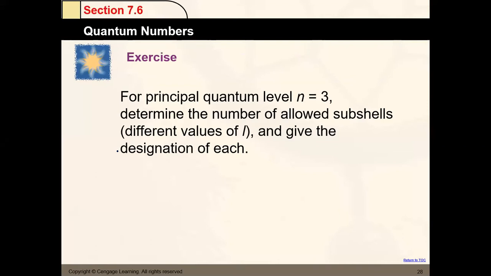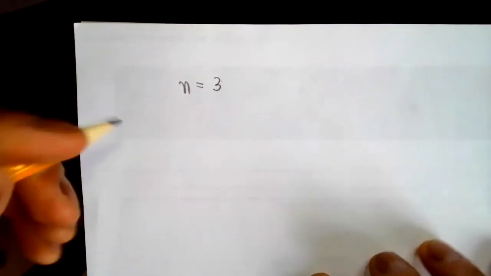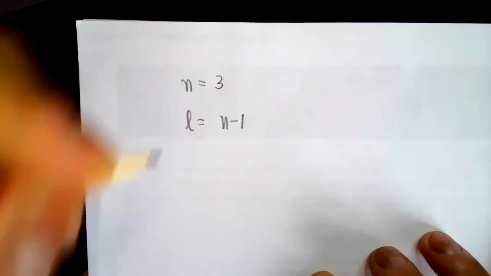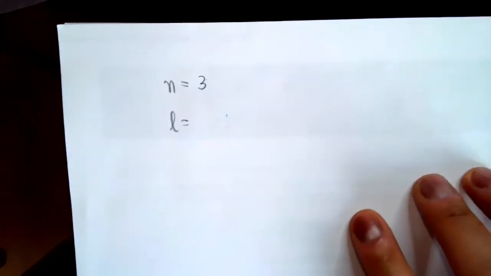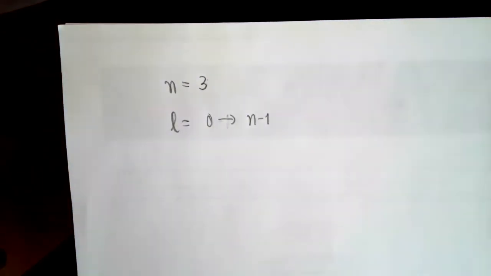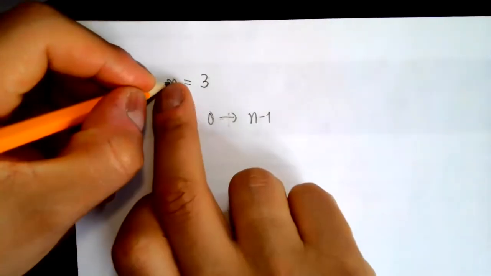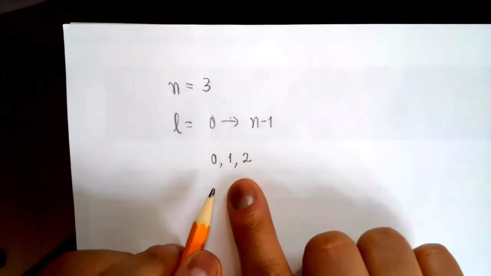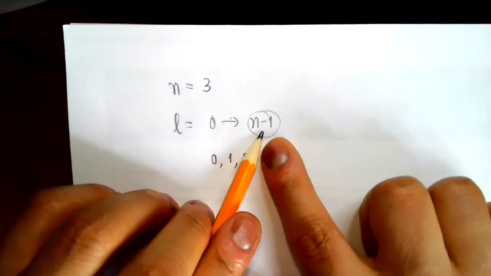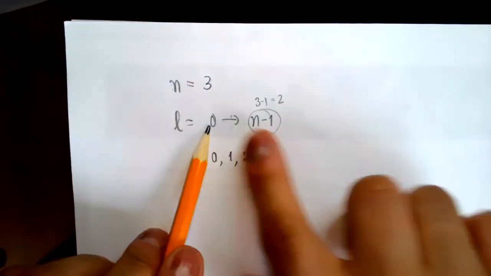To be honest, there is also a formula. Here, N is equal to 3. L should be from 0 to N minus 1, the maximum number. But the disadvantage is that this only applies up to energy level 4. After that, no. So for energy level 3, you can have sublevels 0, 1, and 2, because in this case N minus 1 is 3 minus 1, which is 2.